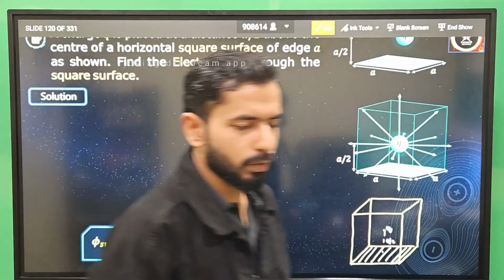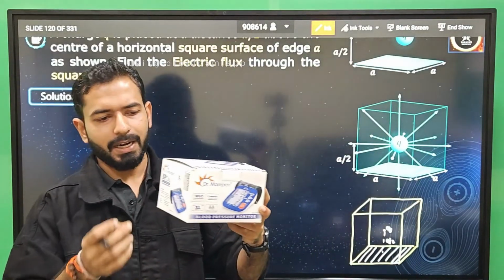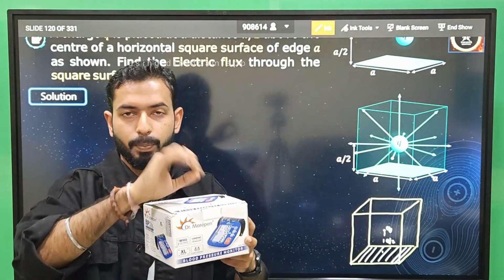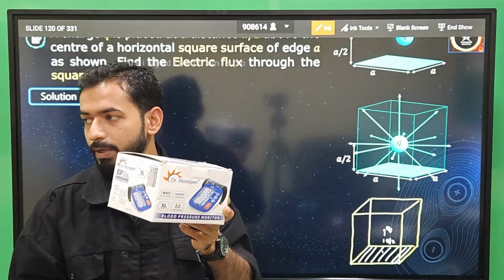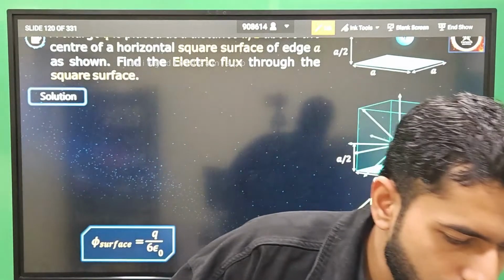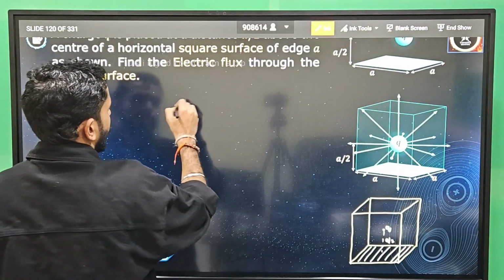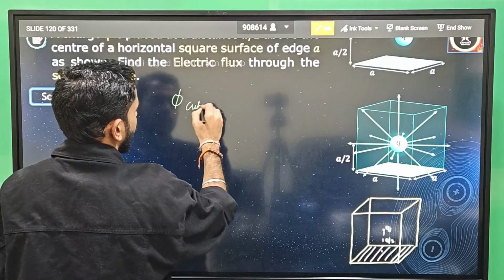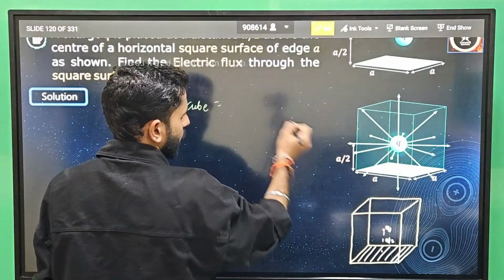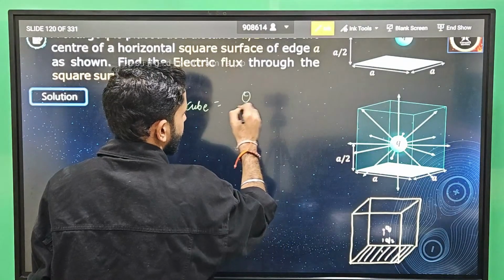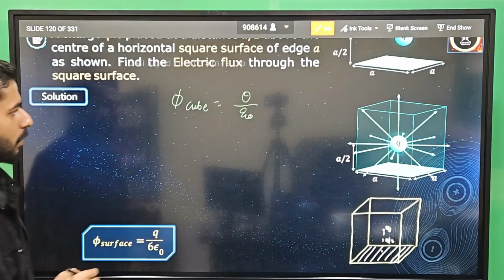Like if I tell you, this is a cubical block, and I have opened it and put a charge inside, and I want to see what will be the net flux that will be coming out of this base. So let's see how we will do it. If I ask you, tell me, net flux through the total cube will be how much? Net flux through the total cube will be the net charge present inside the cube divided by epsilon naught.